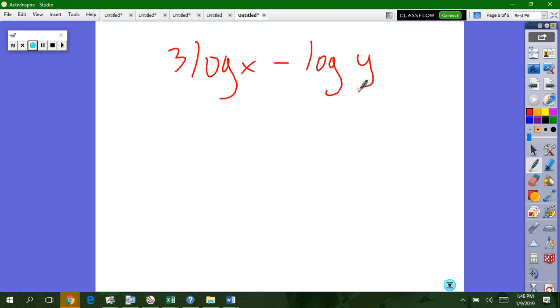What do you guys think this would be? Log x cubed, because the 3 comes up, right? Over y. Anything that's a minus is going to go downstairs. Anything positive will be upstairs. Okay? How are we doing? Good. You guys okay? Denise, you okay?